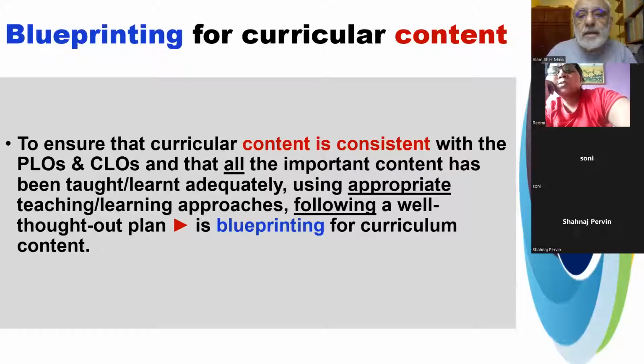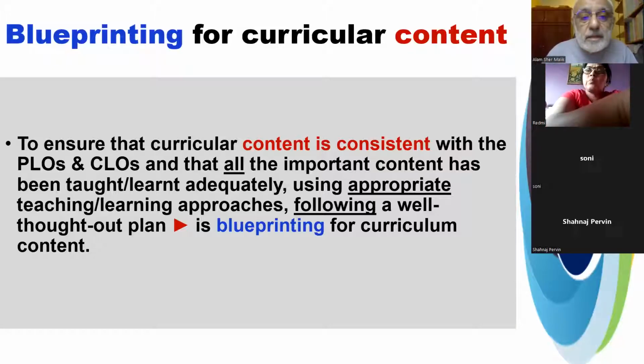The first thing is that the content is consistent with the learning outcomes. Number two, all the content has been taught adequately using appropriate methods. So that is another component, that it must be taught or learned by using appropriate method. And it should be planned in advance. And that is the blueprinting for curricular content.